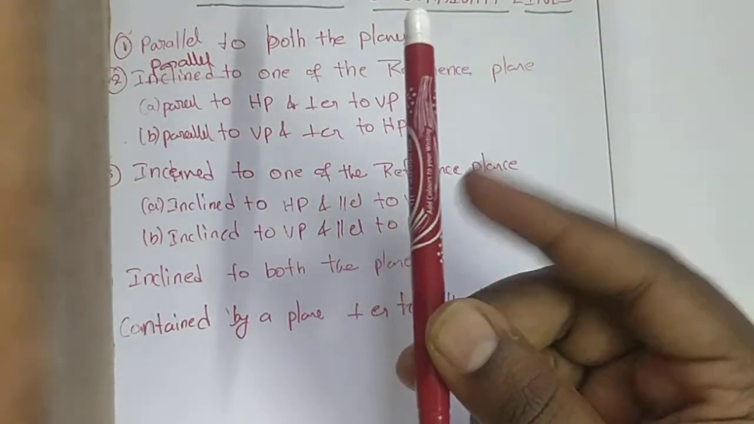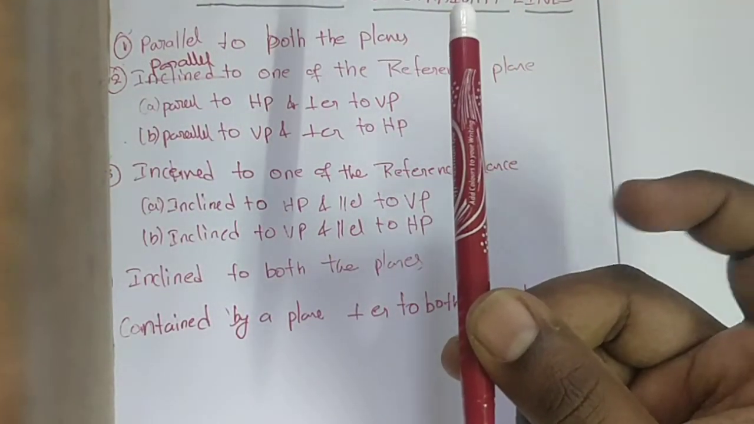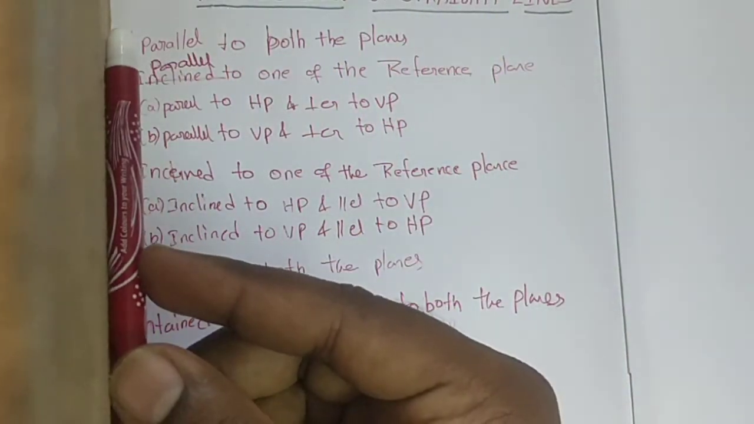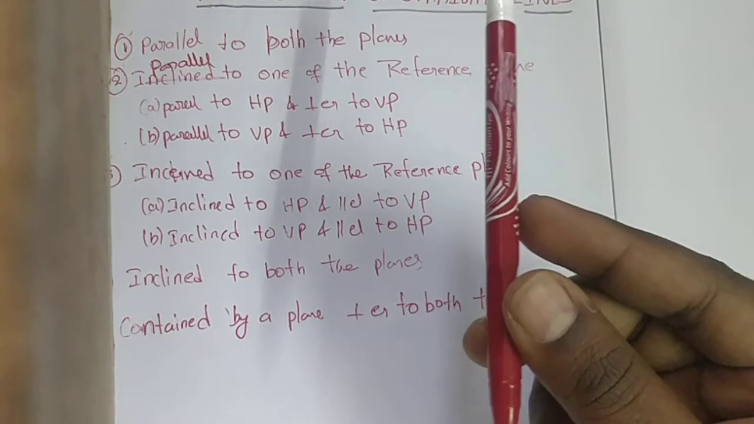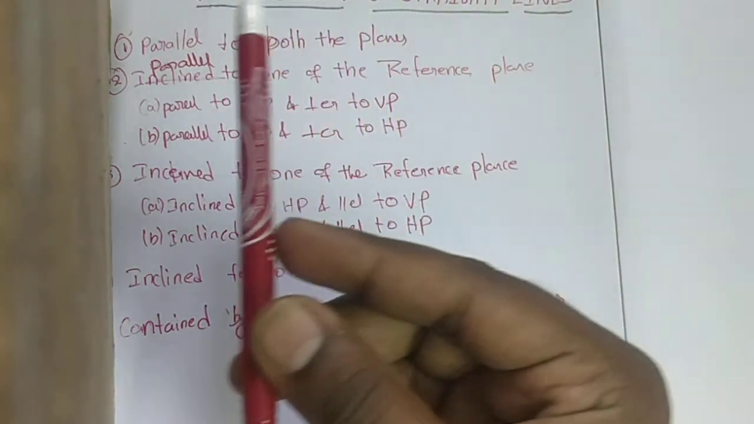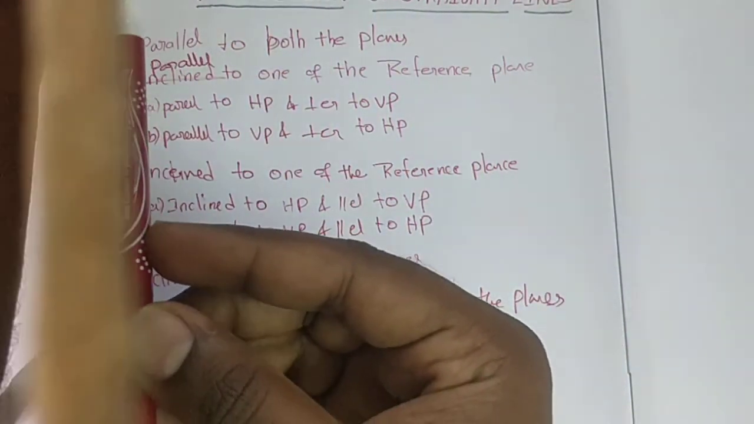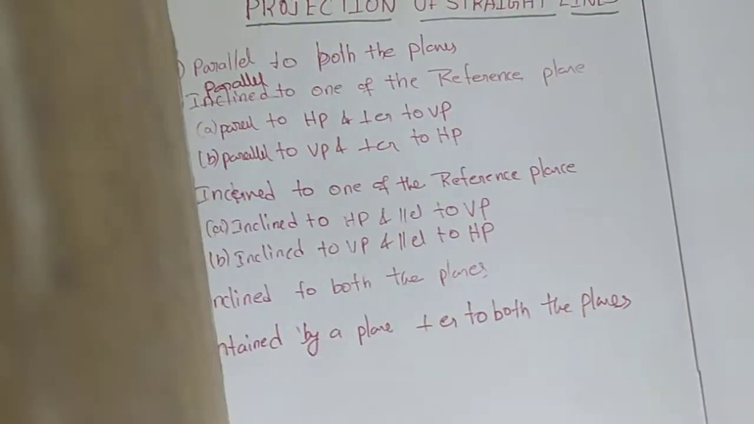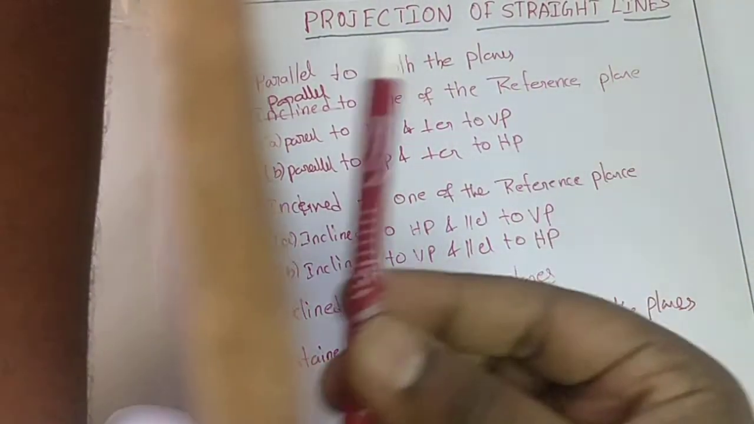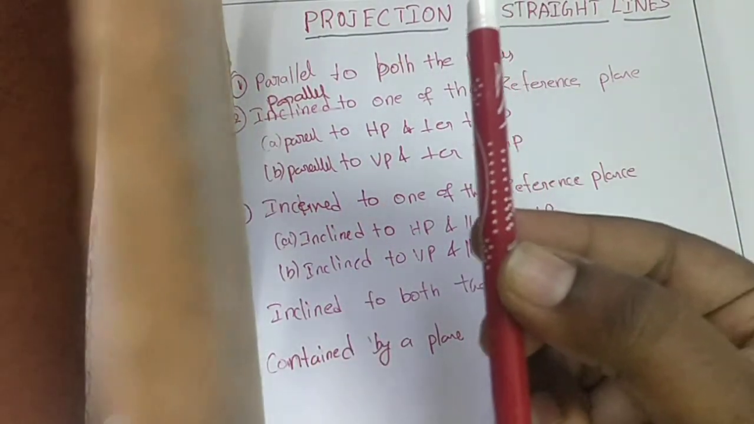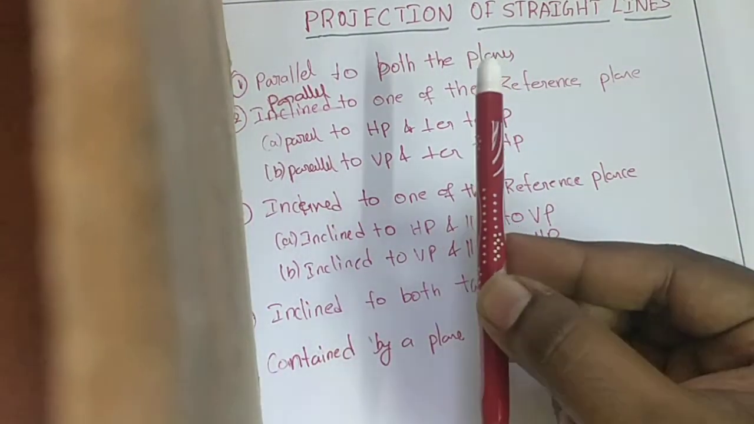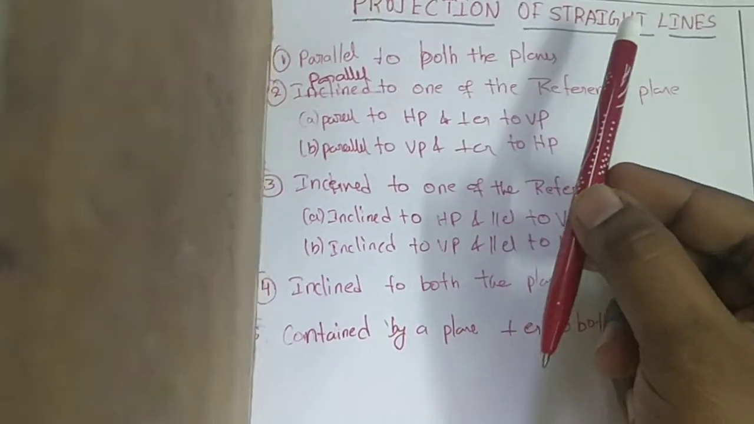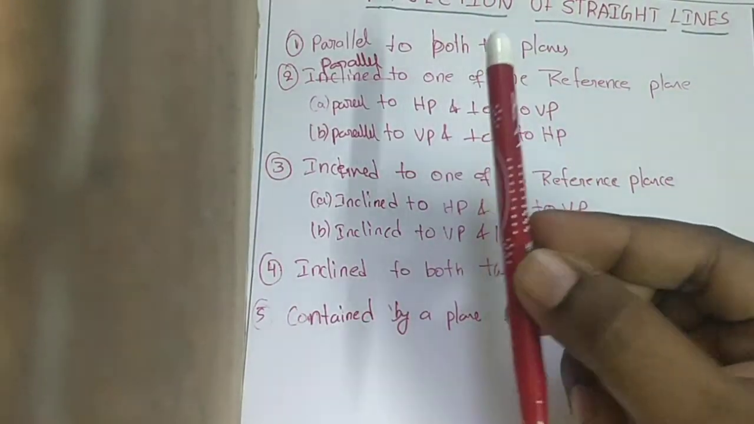Suppose this object is viewed from this side. This projection falls on the front vertical plane. Whatever the length of the object, the same length falls on the vertical plane, so that it is parallel to VP. And if you view this object from the top side, this length of the object falls on the top view, so what happened?